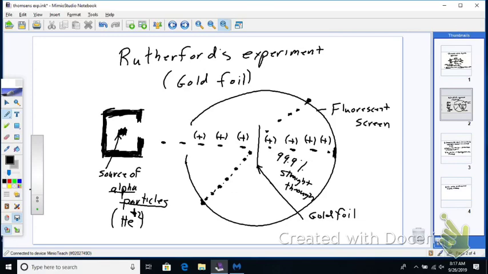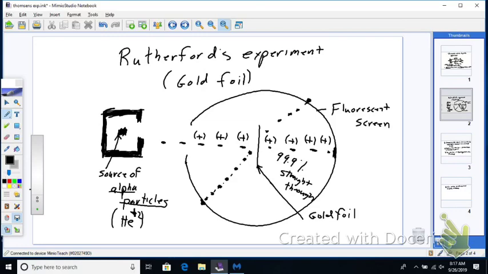And even some of them deflected to the point where they were just amazed that it was deflected backwards off the gold foil. They said it was kind of like shooting a bullet through paper and it bouncing back. Like you're target shooting and then all of a sudden the bullet comes back at you. That'd be scary. Okay?